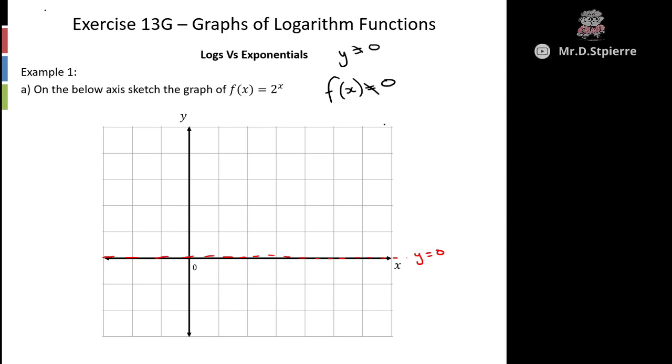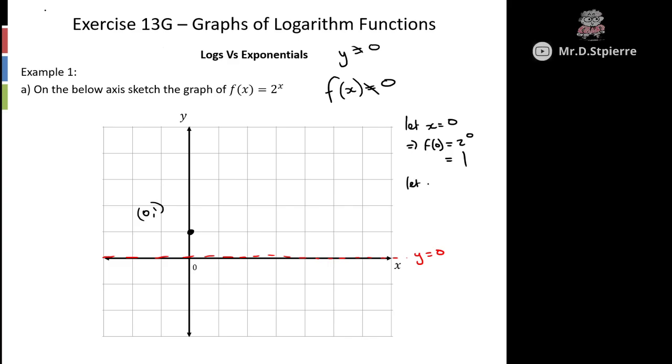Rolling on from this, a great way to start is to get an intercept. So let's just let x equal 0. It follows that f of 0 is equal to 2 to the 0, which is equal to 1. So we get a point there, 0, 1. And then let's maybe do 2 points of reference.